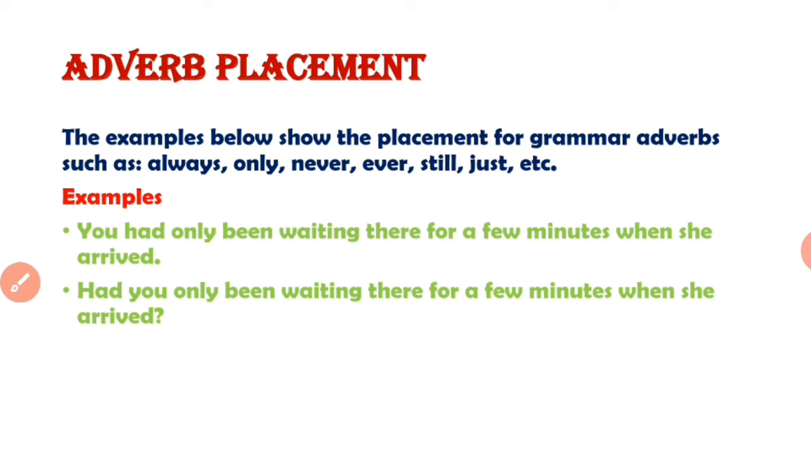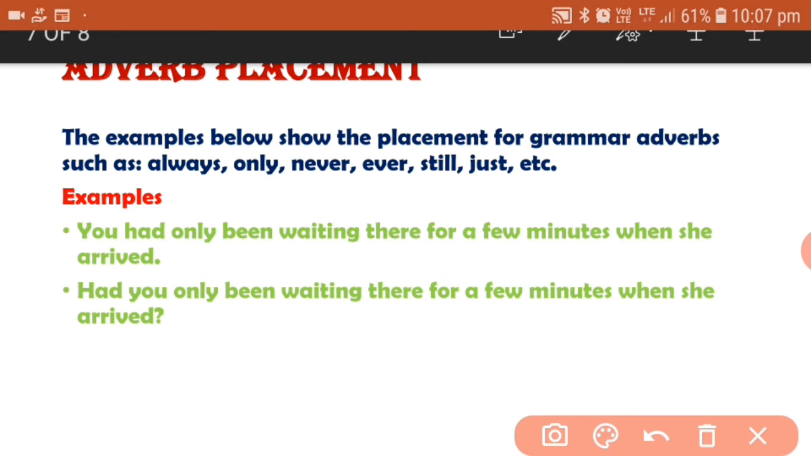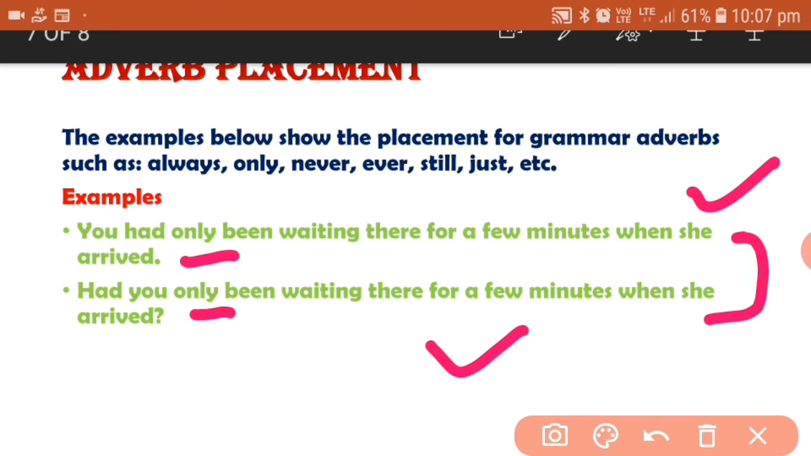Adverb placement is next. The examples below show the placement of grammar adverbs such as always, only, never, ever, still, just, etc. Example: You had only been waiting here for a few minutes when she arrived. You can check here the placement of the adverb. What is the position of only? Had you only been waiting there for a few minutes when she arrived? Here is also only, but these sentences are different. First is affirmative and next is interrogative.